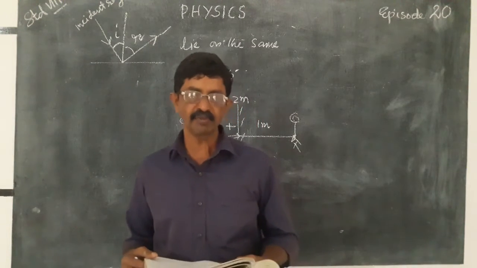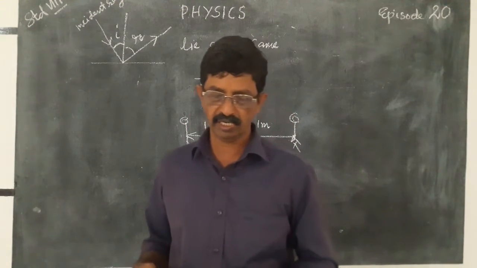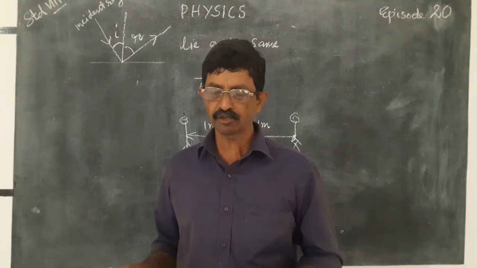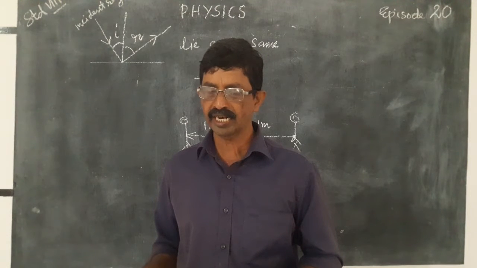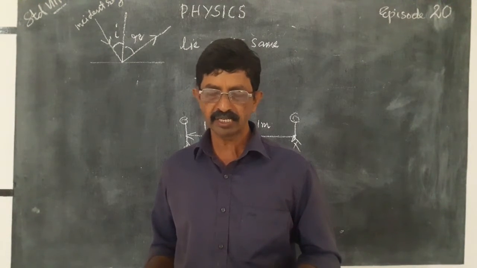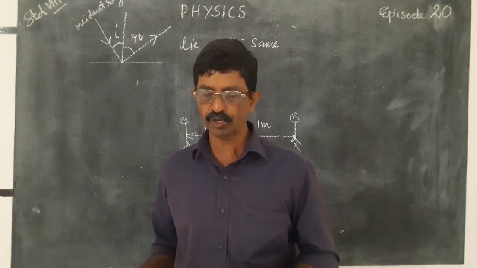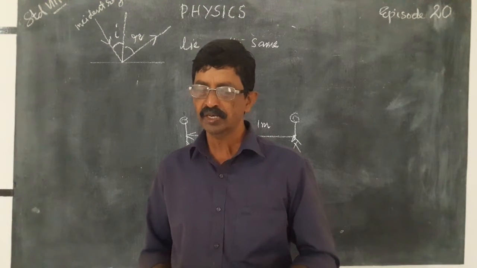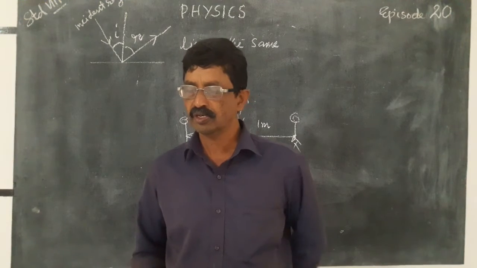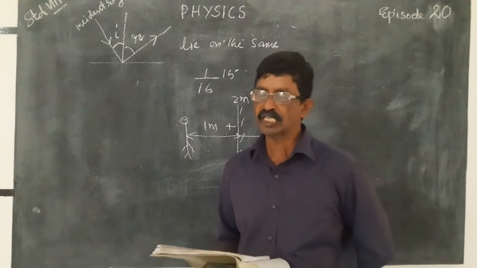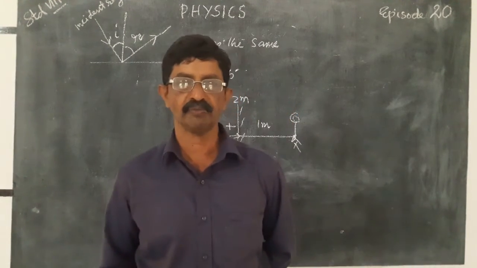Now see question number 11. Gurmit wanted to perform the activity using a laser torch. Her teacher advised her not to do so. Can you explain on the basis of the advice given by the teacher?